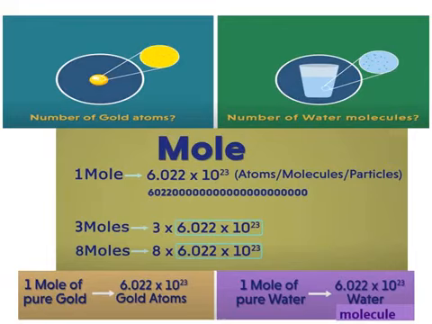How many number of gold atoms are present in pure gold? So for this, the answer is 1 mole of pure gold has 6.022 into 10 to the power 23 gold atoms. So similarly, how many water molecules are there in pure water? So 1 mole of pure water will contain 6.022 into 10 to the power 23 water molecules. So in this way, mole can be expressed for measuring.